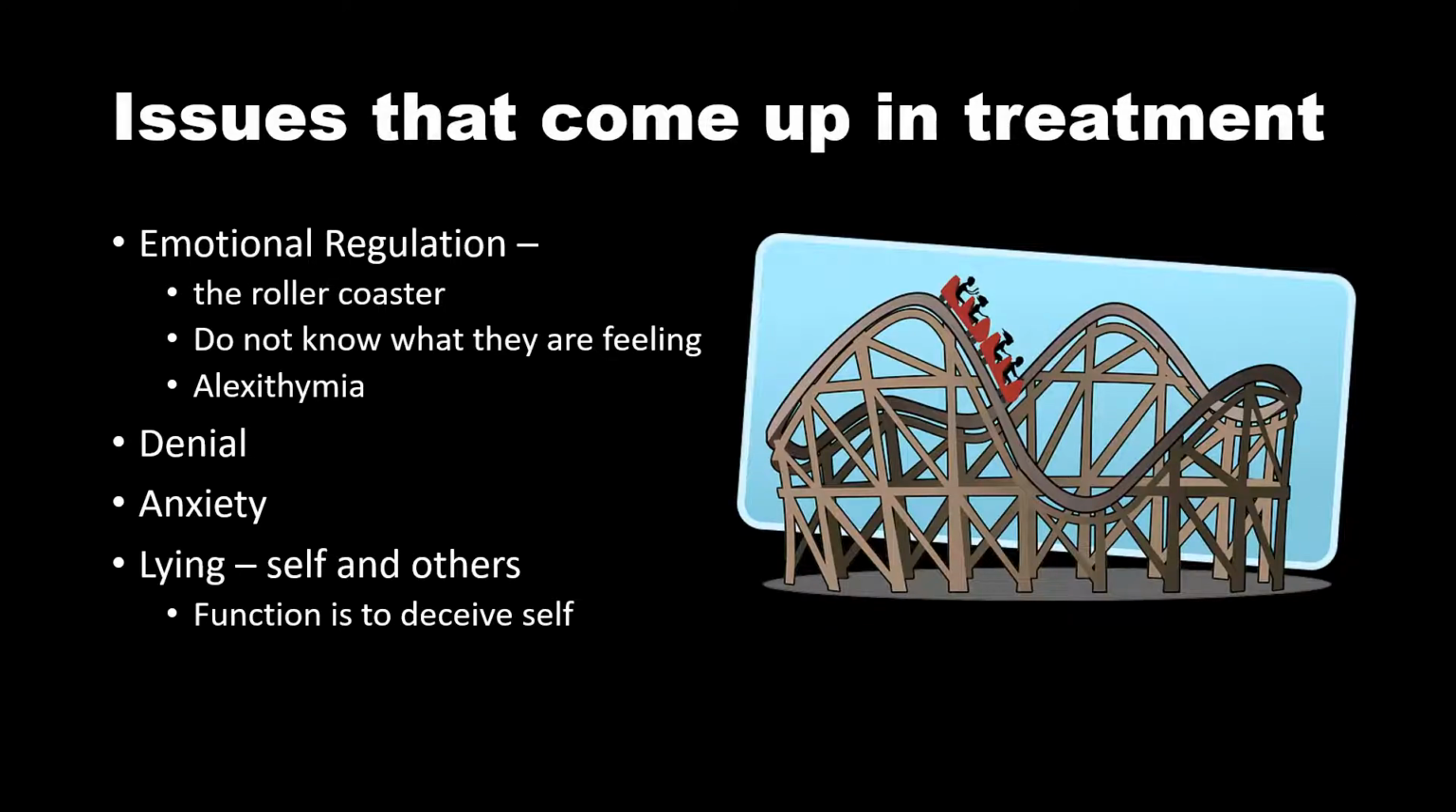Other issues that may come up in treatment: emotional regulation. When people are using drugs and alcohol, they often don't feel what they're feeling. Many people are basically illiterate when it comes to feelings and emotions. And without the drugs and alcohol in their system, they may experience an emotional roller coaster, being extremely happy one moment and being sad another. Often they don't know what they're feeling and have a disorder we call alexithymia, which is, I don't know what I'm feeling, and even if I did, I wouldn't have a word to describe it or know what I want to do with that feeling.